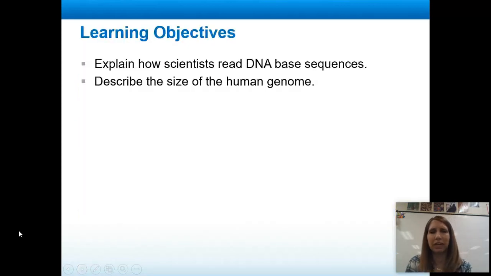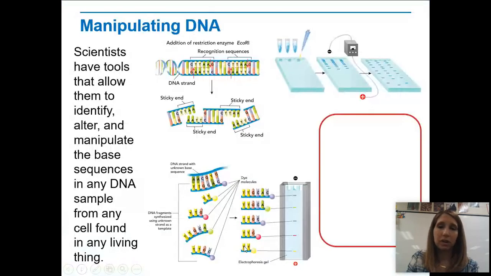And with this, we've only got two objectives. So we're going to look at how scientists can read DNA-based sequences, how we identify the sequences of a specific gene and maybe compare those to other individuals. And then we're going to talk about the size of the human genome, what we know about the genes that we carry, and also what we're still trying to figure out and learn. Okay.